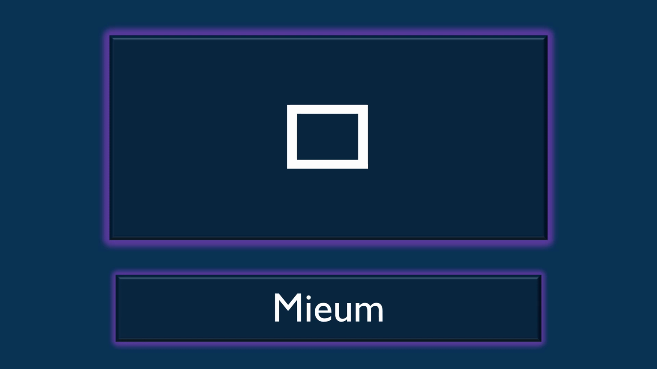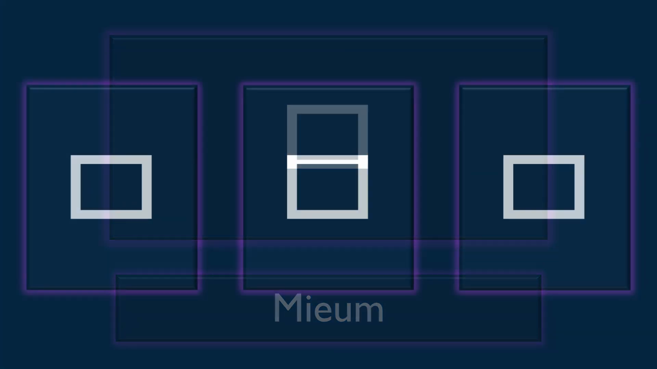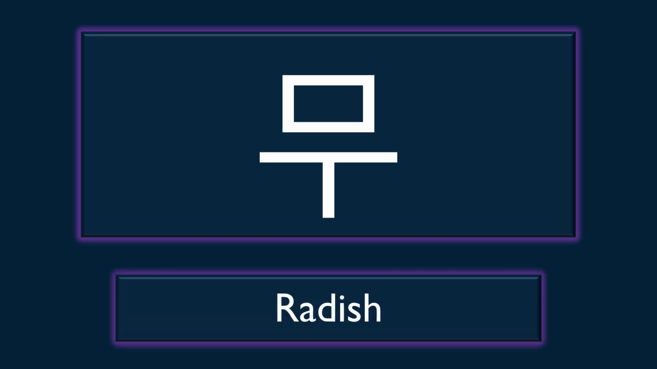The fifth single consonant, mieum. For beginners, this is temporarily read as ma. One more time, ma, ma, ma. Now, let's take a look at this word. This word is read as mo, which means radish.